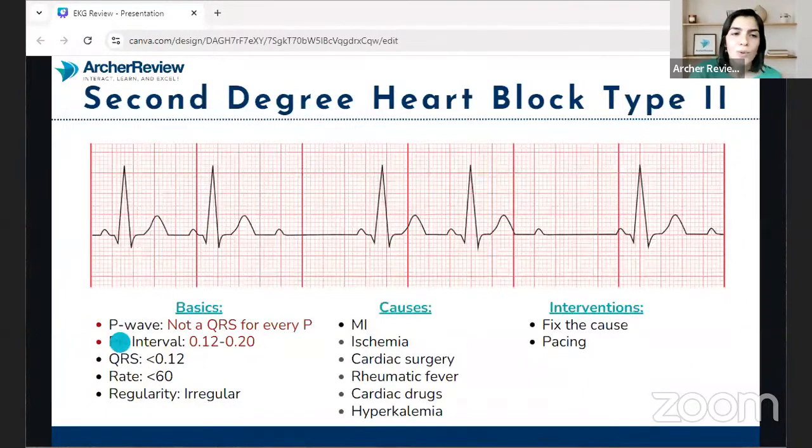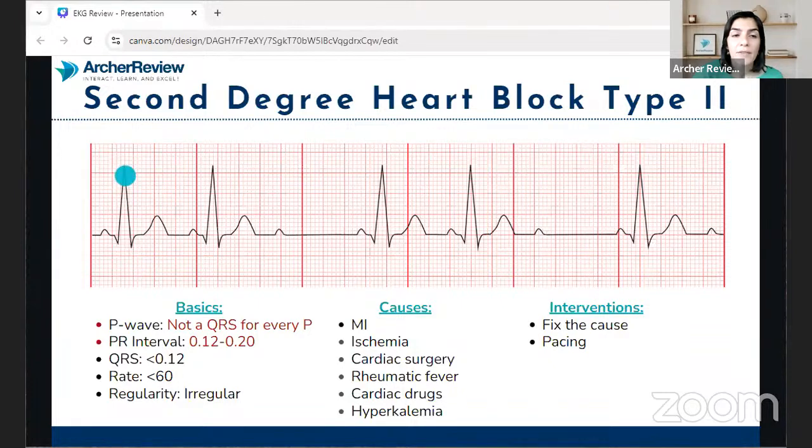So type 2, the rate is generally less than 60. So that's why we worry about these patients. We definitely want to pace these patients and find out what's causing that underlying issue. And the other difference between type 1 and type 2 is you don't get that prolonged PR interval, but you still get the drop. So the difference is it's not prolonged. That PR interval is pretty fixed and it's typically normal, but then you do get that dropped QRS, and that QRS still stays pretty narrow.